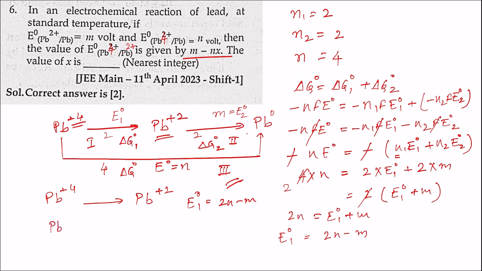Therefore for the reverse reaction, that is lead in +2 oxidation state changing into lead in +4 oxidation state, the E naught value will be the reverse, that is minus of 2n minus m, that is m minus 2n. This is from +2 to +4. So in the question the value is given as m minus n into x. So here the value of x will be 2. Value of x is 2.